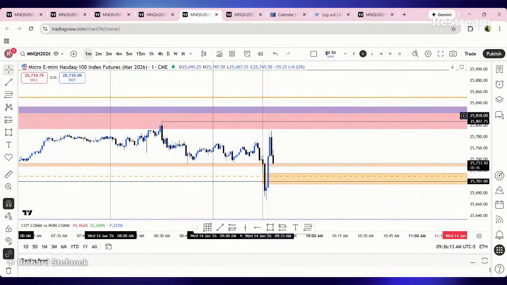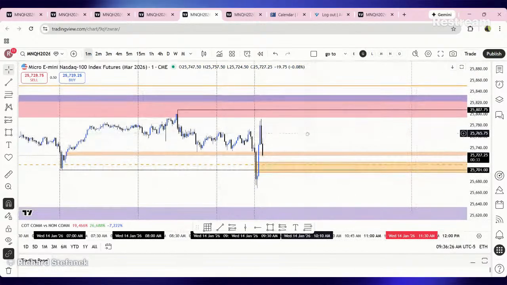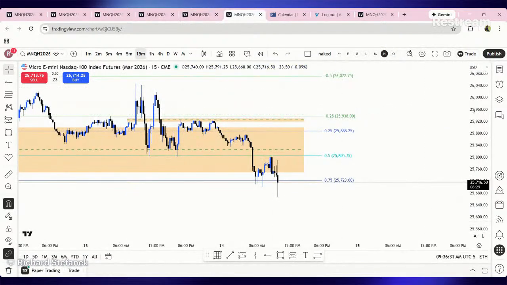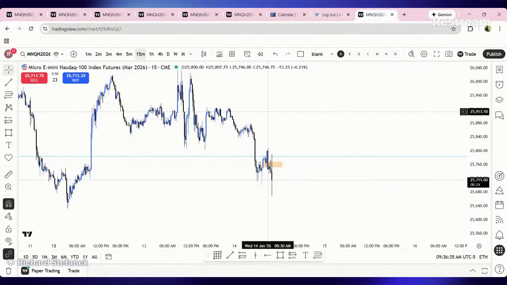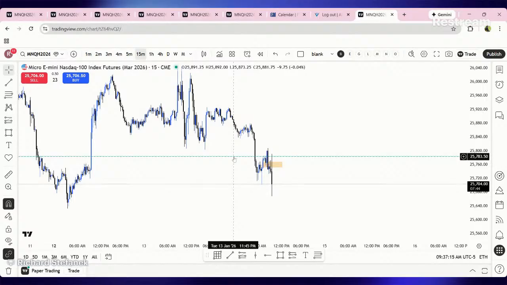So came up, it is now in a premium of the range made from 7 a.m. to 9 a.m. Stop short. Now gravitating back down towards the first presented fair value gap. It's that inversion inefficiency right there. Comes up, hits equilibrium of that range we were in also.